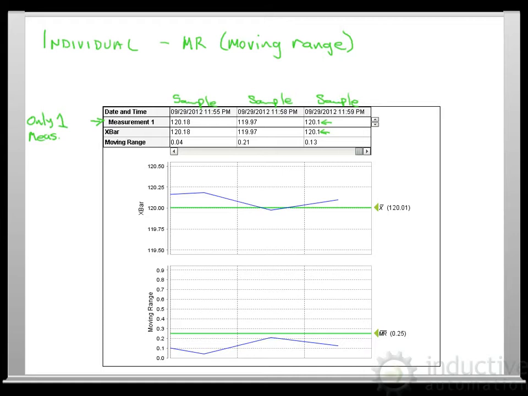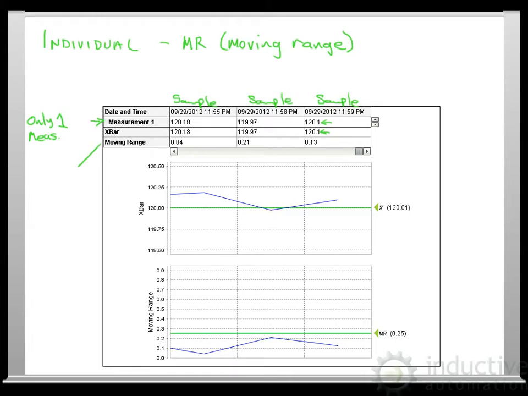Now, if you recall, the range before was the highest measurement minus the lowest measurement. Well, we only have one measurement, so we can't do that. It would always appear as 0. In fact, if you take sample data that has one measurement and view it on an X-bar R chart, your range would always be 0, and your range control chart down here would be 0. It's not useful.